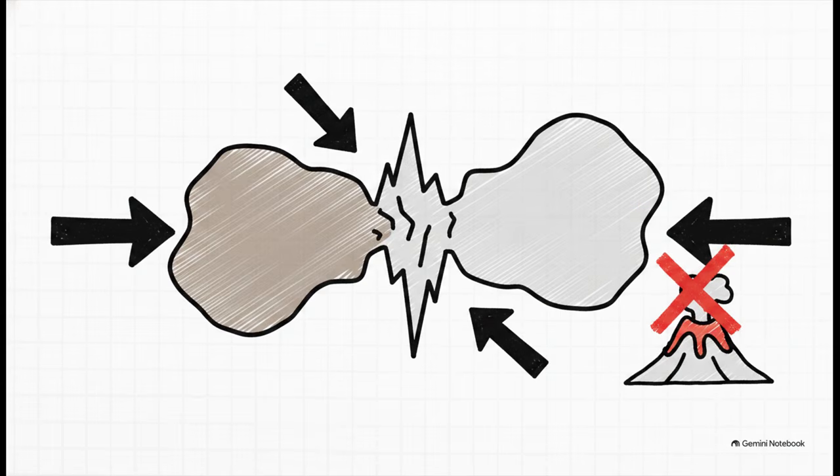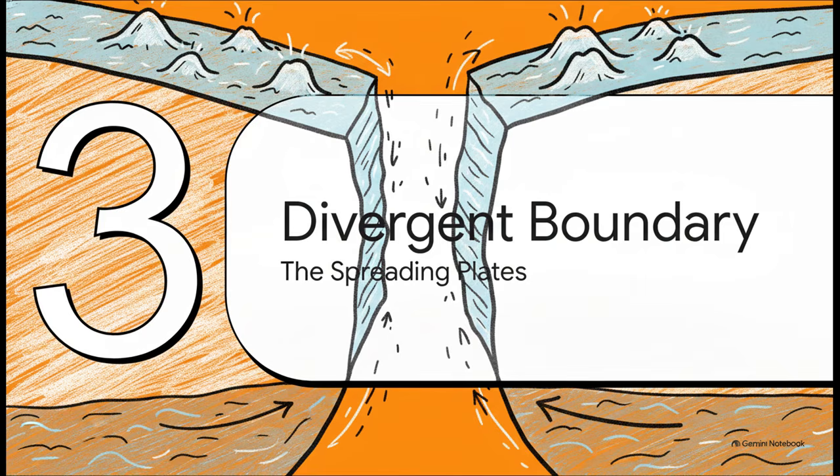But wait, what happens if two continental plates crash into each other? Remember, continental crust is light, so when these two collide, neither one is dense enough to subduct or sink into the mantle. Instead, it's kind of like taking a flat piece of paper and pushing the ends together on your desk. The crust simply crumples, folds, and is forced straight upwards. This epic upward crumpling is what creates massive mountain ranges, just like the Himalayas. And because there's no subduction happening and no melting rock, there are no volcanoes formed here, just towering massive mountains. Which brings us to part 3, Divergent, the spreading plates.